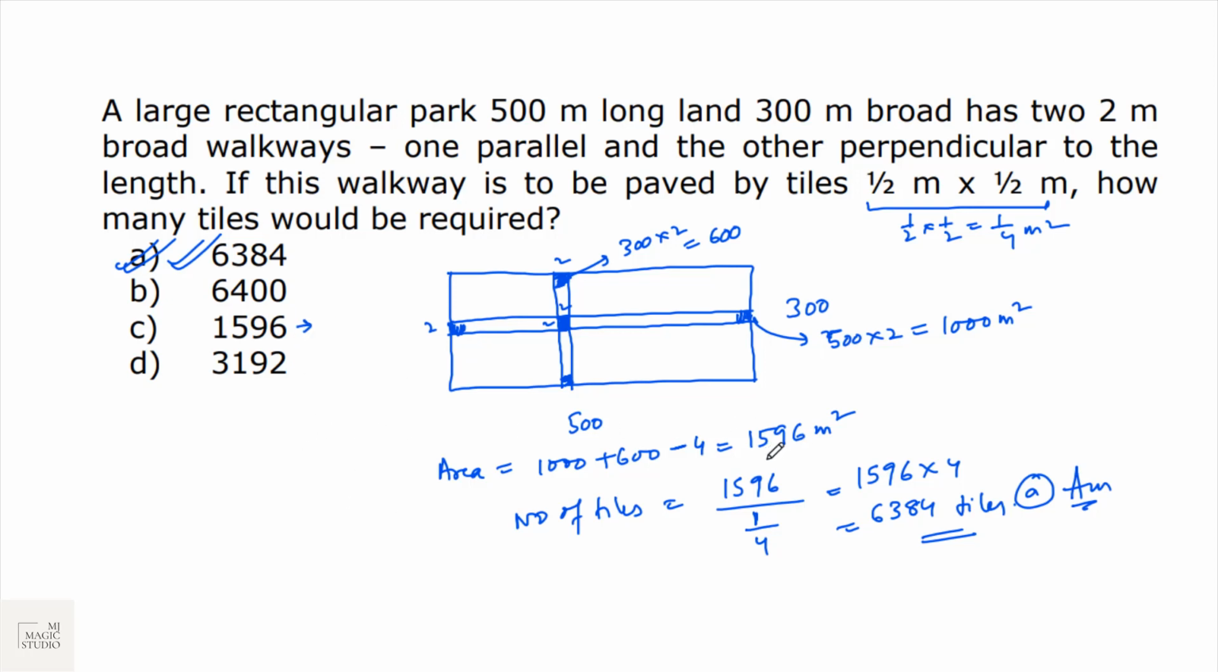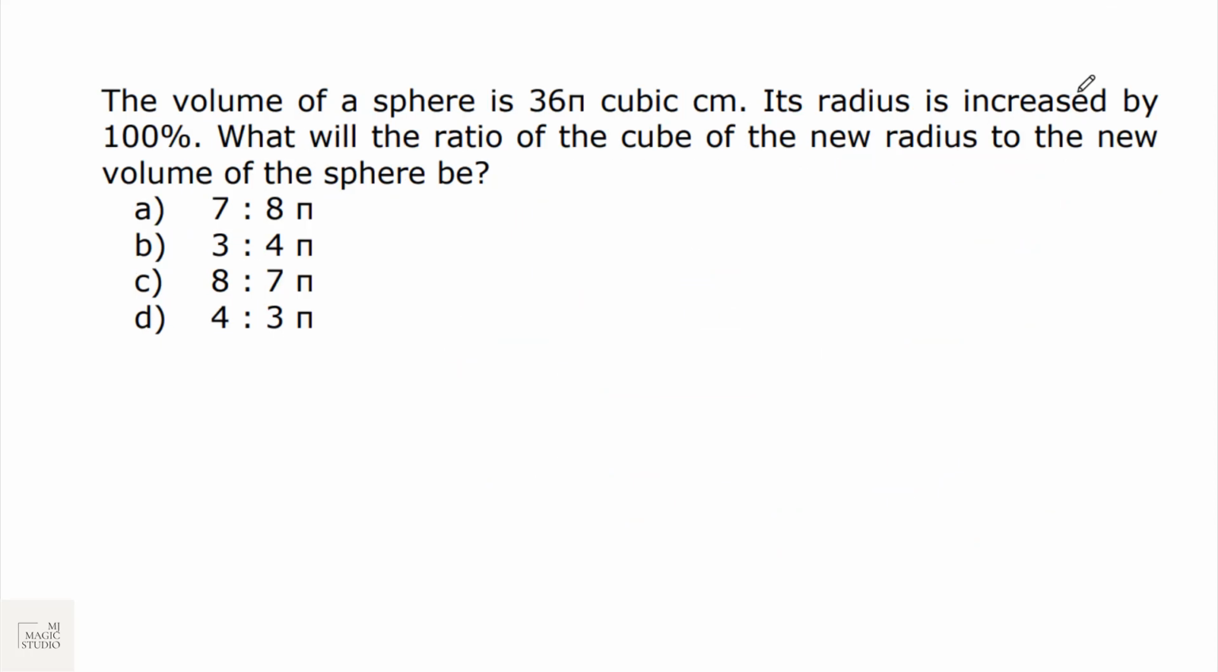Please don't mark 1596. In a hurry, you might mark 1596 too. 1596 is the area of the walkway. But they are asking about the number of tiles to be used. Number of tiles are 6384, option A.